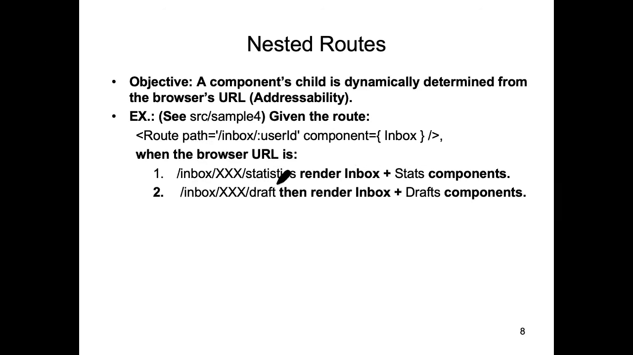If the browser's URL is like this, then I want the child of inbox to be a component called drafts, as in draft emails and statistics about my email usage, if you like. So the child of inbox is dynamically determined based on the suffix part of the browser's URL address string at any point in time. So how do I express that in my routing configuration?